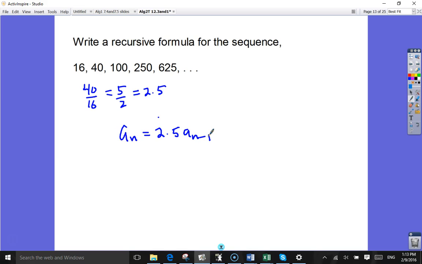Now, you've got to start somewhere, so you should probably add A1 equals 16. Okay, so now you've got the first term, you can make the second and the third and the fourth. Okay. Good.